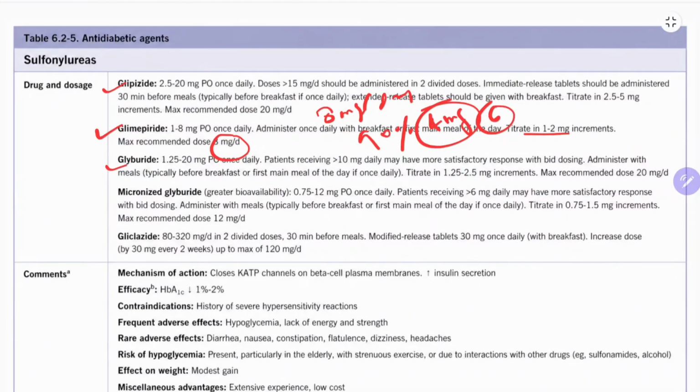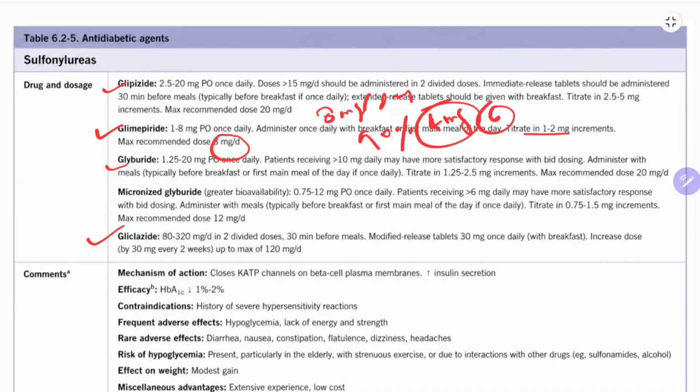Meaning, if you are going to 4 to 6 mg, then you should have in your mind that the beta cells of the pancreas of the patient are shut down now, totally shut down, 100% shut down. That you should have in your mind.